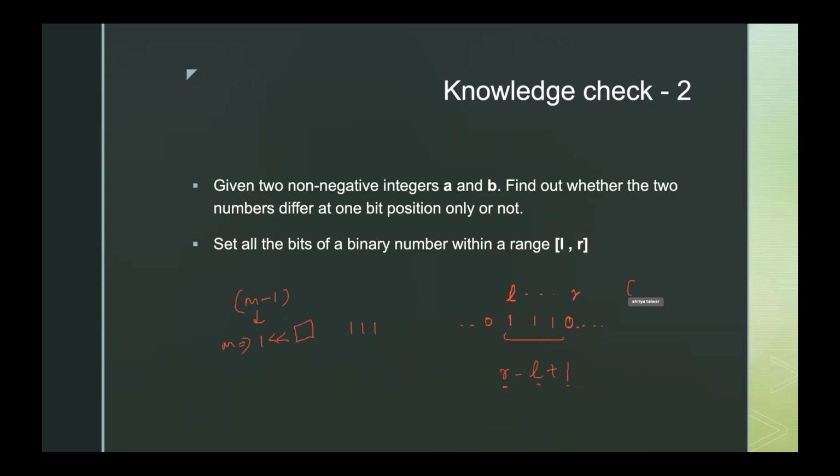So if we wanted the range 0 to 2, we wanted 3 bits to be set. So 2 minus 0 plus 1 is going to be 3. So this will give us 1 0 0, and doing minus 1 on it is going to give us 0 1 1 1. But this is not the number which we want to AND with. We want this number to lie in the range from L to R.